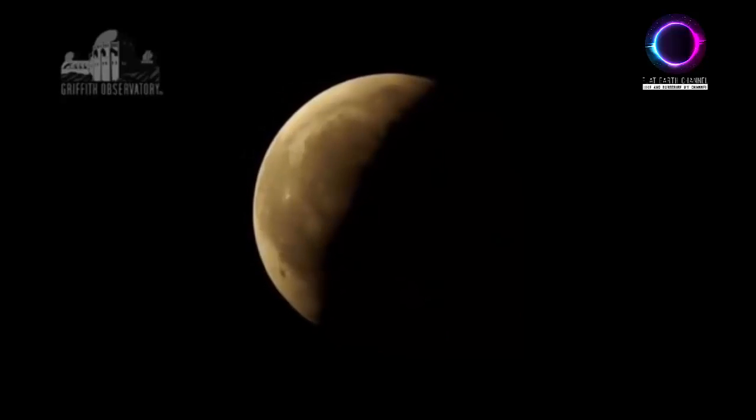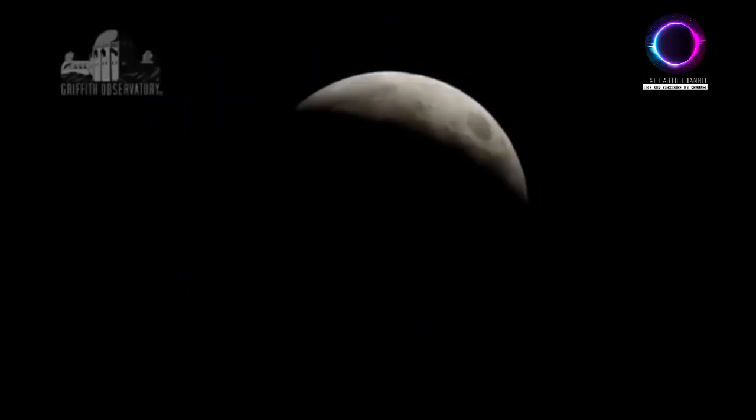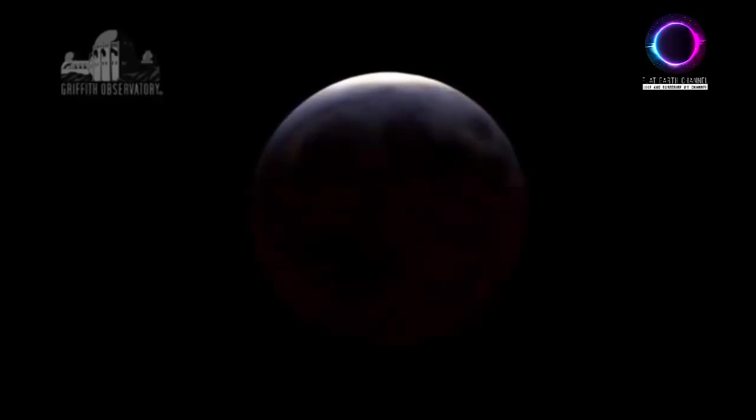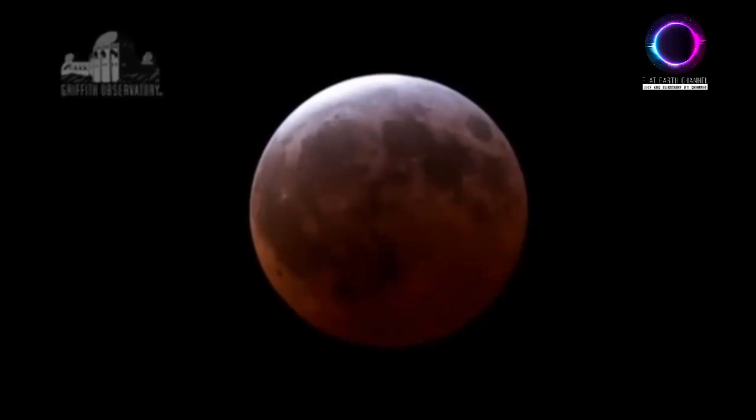Since we know the distance to the moon, we can calculate the size of the Earth from its shadow using simple geometry, which comes out to 7,917 miles in diameter, and this matches all other measurements. As the moon is covered by the Earth's shadow, it begins to appear reddish, often called a blood moon. This occurs because of the reddish light of the Earth's atmosphere glowing on the darkened moon.